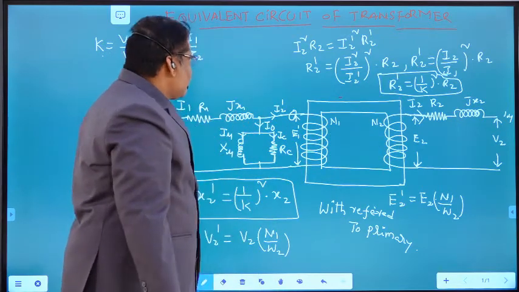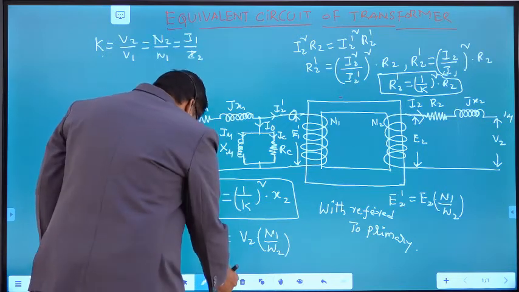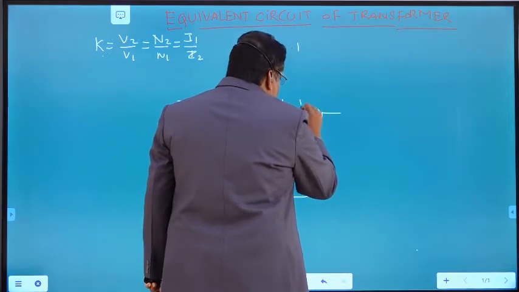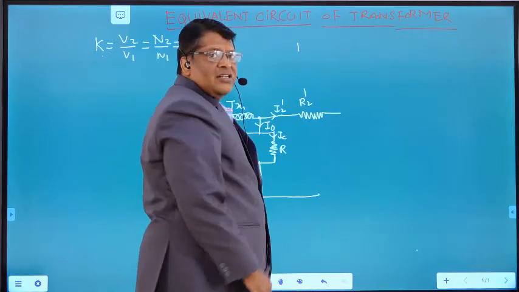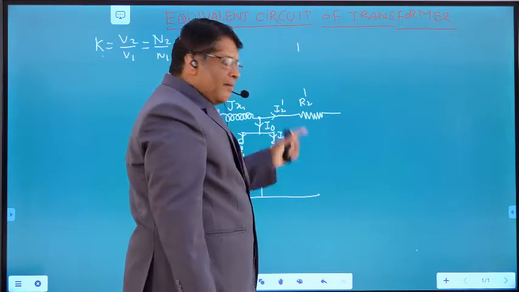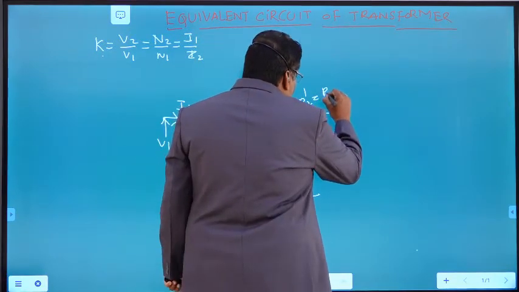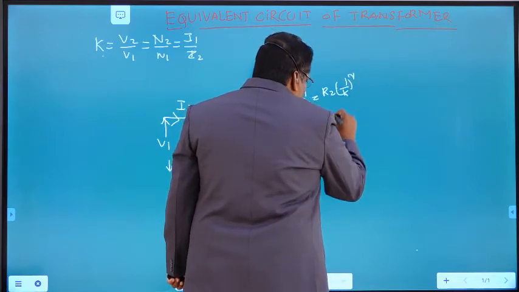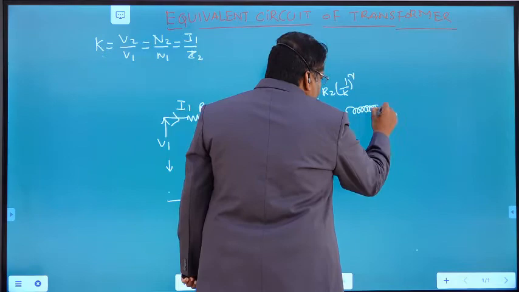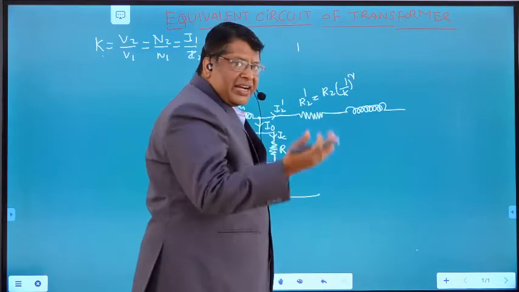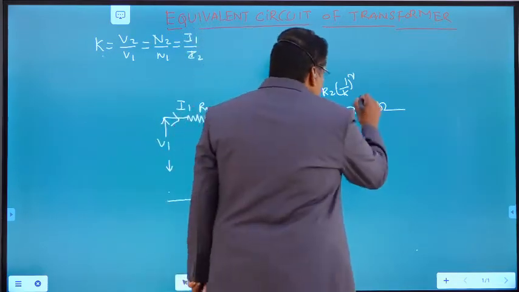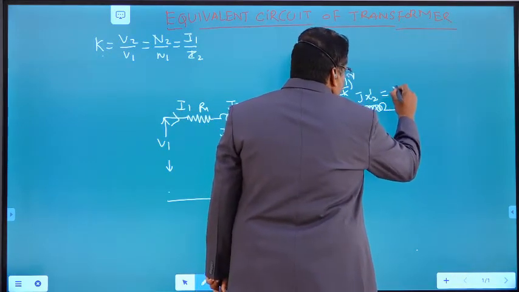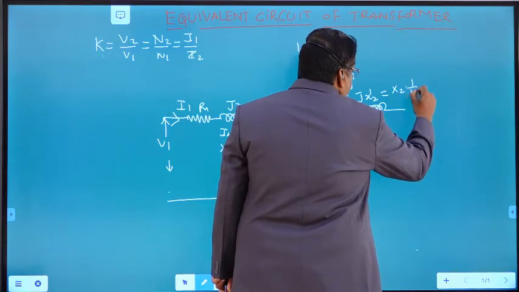Now, if you draw the circuit, here we are keeping a resistance with reference to the primary, R2 dash, the secondary resistance referred to the primary. This is equal to, as we already know, R2 into 1 by k square. In the same manner we refer the secondary reactance to the primary. This is j X2 dash, equal to X2 into 1 by k square.